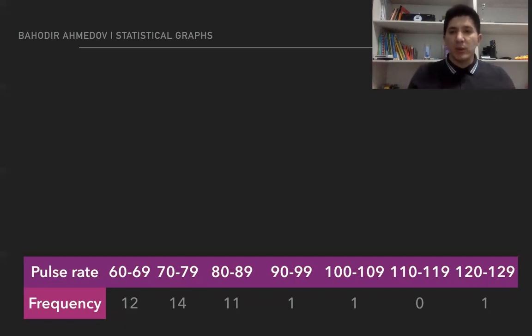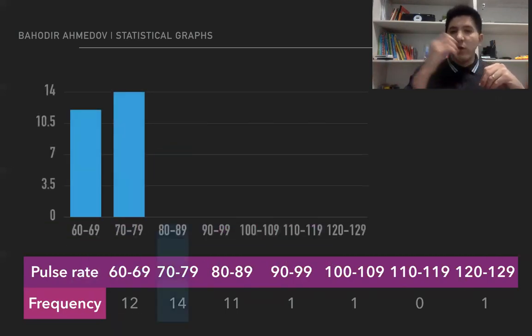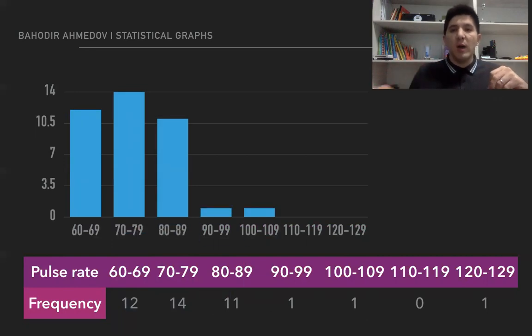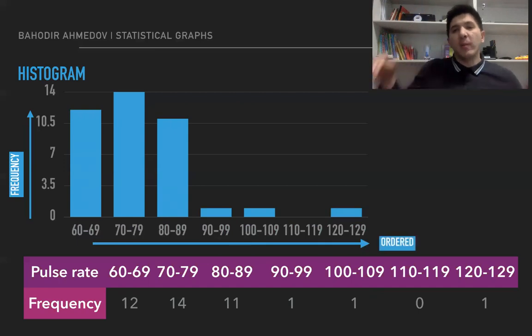If I would draw this table graphically, naturally I would just put lots of bars: a bar for the first class, for the second class, for the third class, and so on, where the height of the bar means the frequency of that class. This kind of graph is called a histogram. For a histogram, it's super important that the classes on the x-axis are put in order, sorted in increasing or decreasing order.